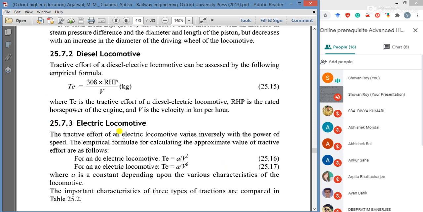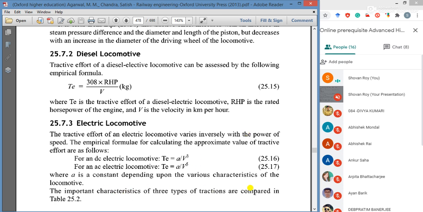For an electric locomotive, the tractive effort varies inversely with the power of speed. The empirical formula for calculating the approximate value of tractive effort for a DC electric locomotive is T equals A by V cube. For an AC electric locomotive, T equals A by V to the power 5, where A is a constant depending upon the various characteristics of the locomotive.